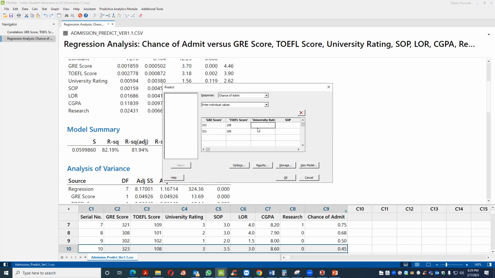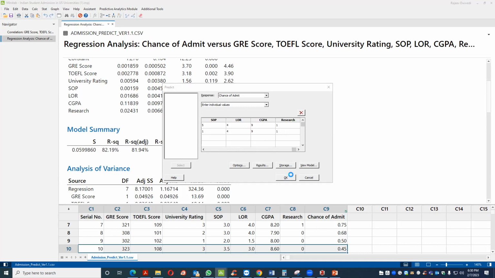University rating, here I'm putting 5. Here I'm putting 1, which is lowest. Statement of purpose, here I'm putting 5. Here I'm putting 1, which is lowest. Letter of recommendation, I'm putting 4 here and 4 here. GPA, I'm just putting 9 and 9. Research, I'm just putting research for both.